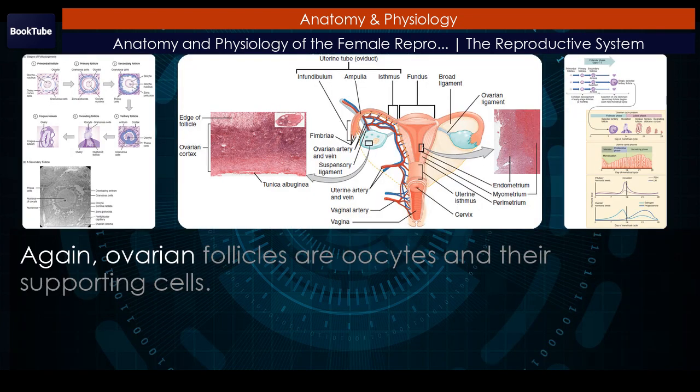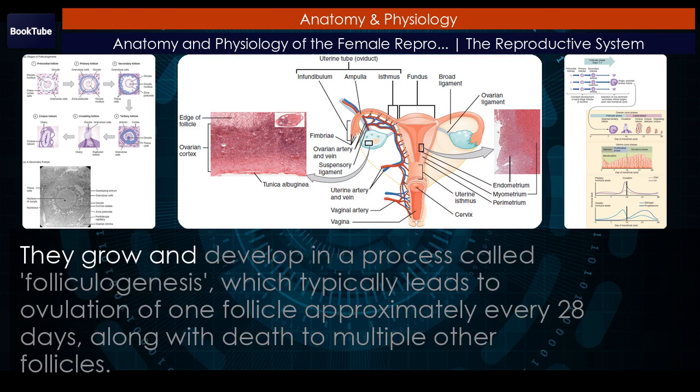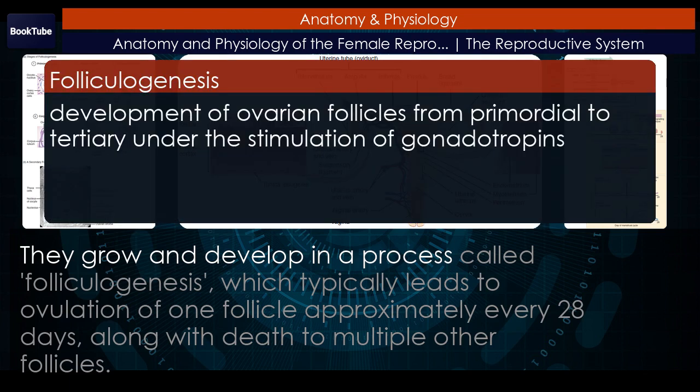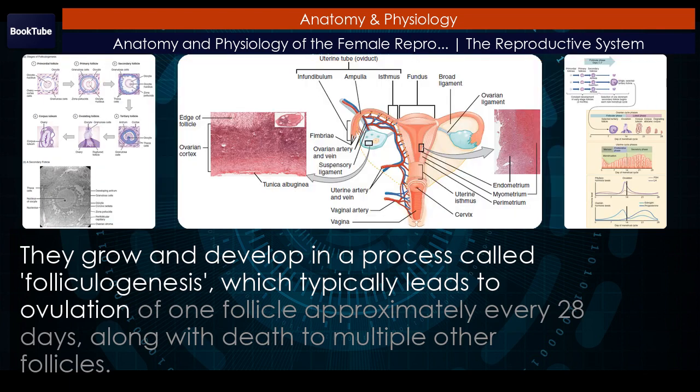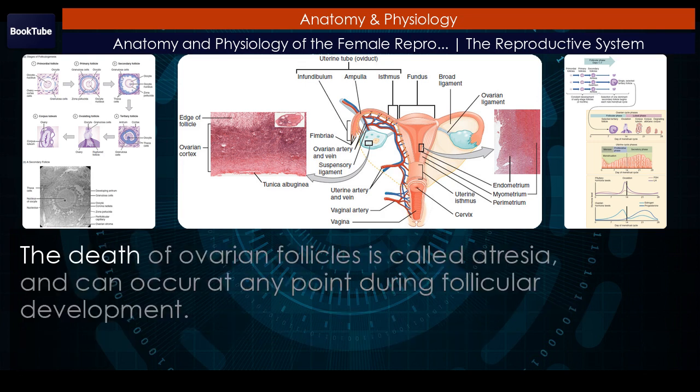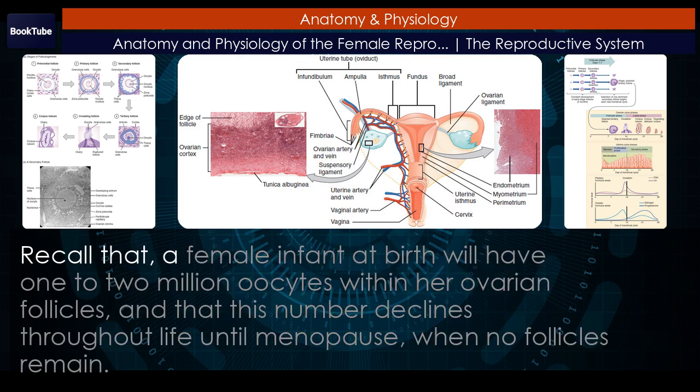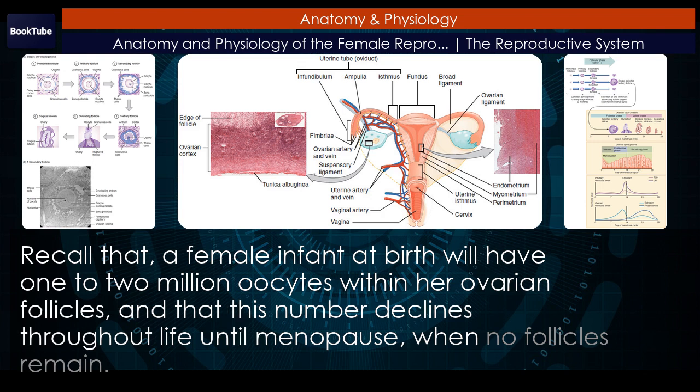Folliculogenesis. Again, ovarian follicles are oocytes and their supporting cells. They grow and develop in a process called folliculogenesis, which typically leads to ovulation of one follicle approximately every 28 days, along with death to multiple other follicles. The death of ovarian follicles is called atresia, and can occur at any point during follicular development. Recall that a female infant at birth will have 1 to 2 million oocytes within her ovarian follicles, and that this number declines throughout life until menopause, when no follicles remain.